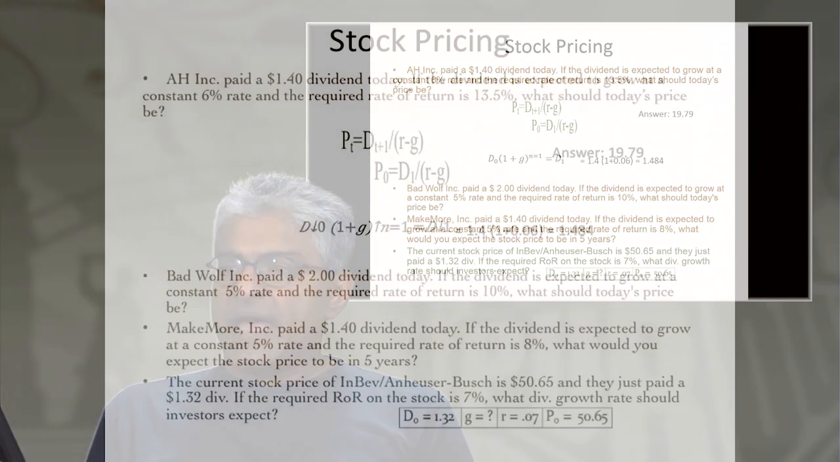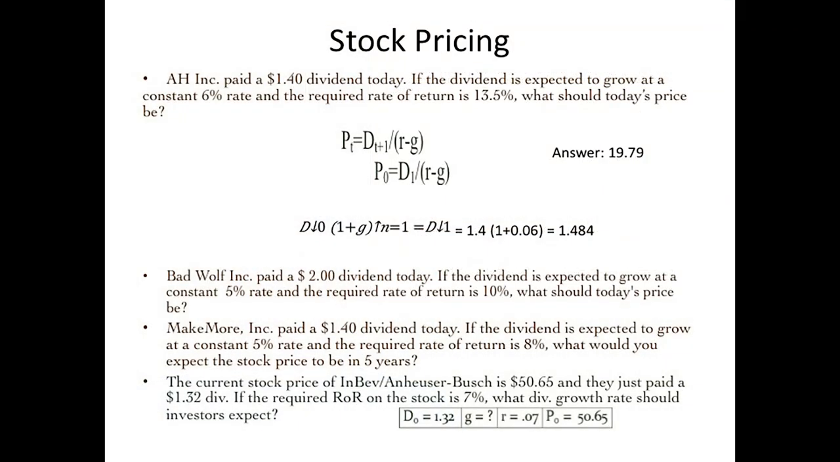And so let's look at an example to get things started. AH Incorporated paid $1.40 in dividends today. If that dividend is expected to grow at a constant 6% rate and the required rate of return is 13.5%, what should today's price be, or P0? In the lingo of time value of money, it's P0 that we are looking for.